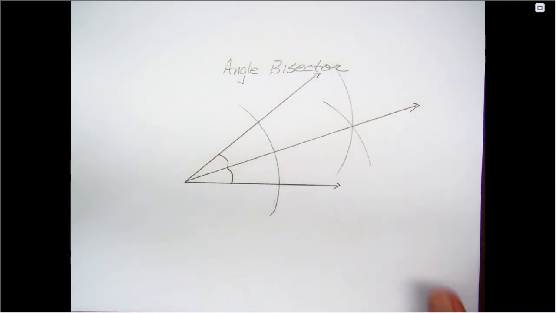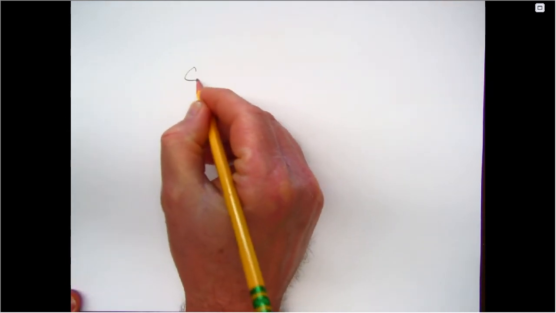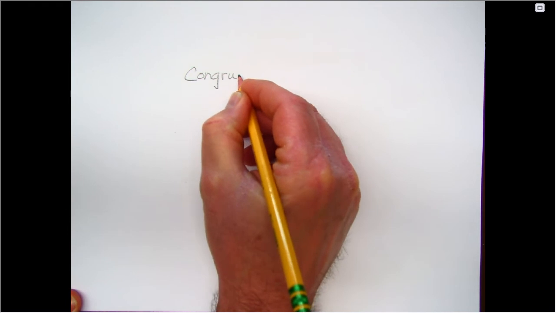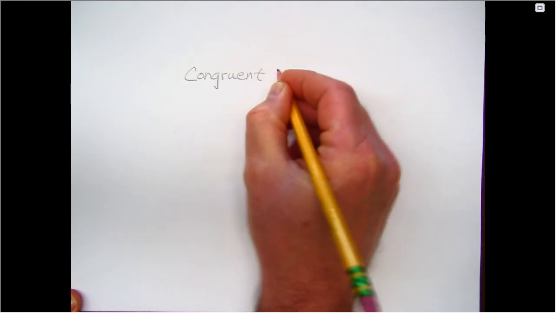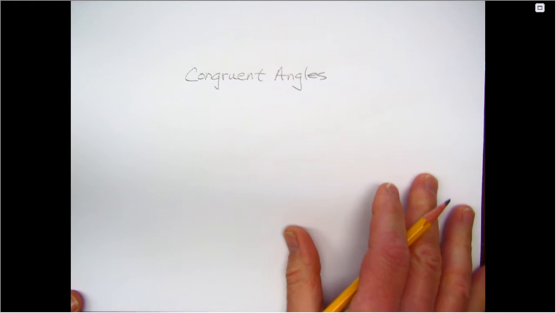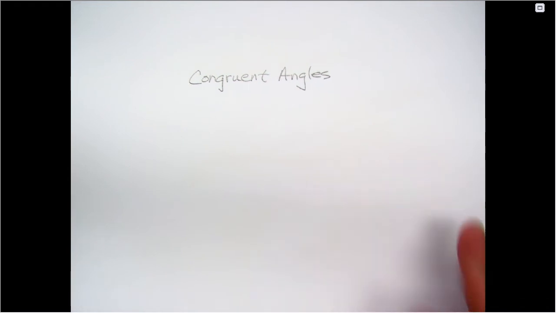Now, the next thing we're going to do is two congruent angles. So I'll write congruent. Remember, congruent means that the measures of the two things are equal. Congruent angles. So I'm going to draw two congruent angles.